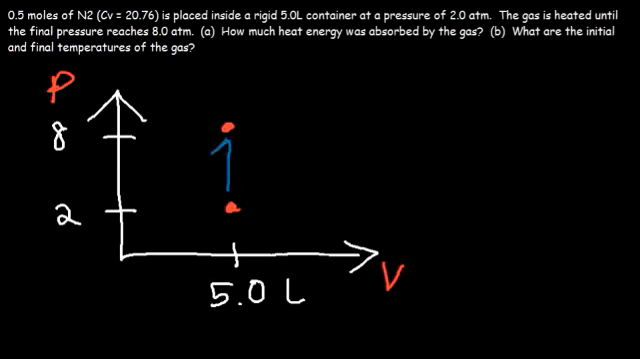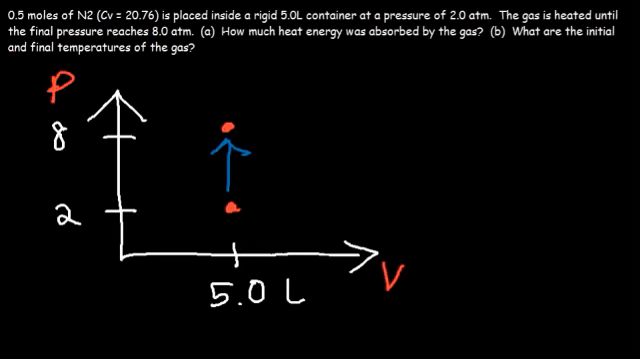Notice that this is an isochoric process. The volume is constant since the gas is contained in a fixed, rigid 5.0 liter container. For an isochoric process, the work done by the gas is 0. So no work is done in this process.